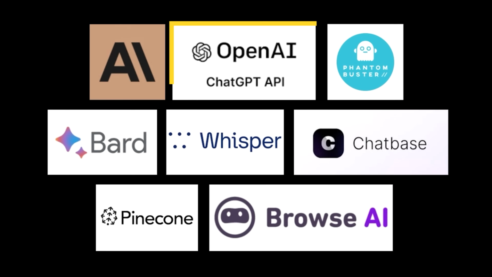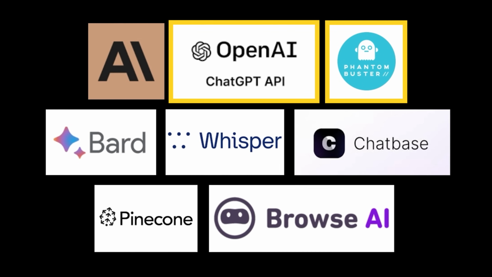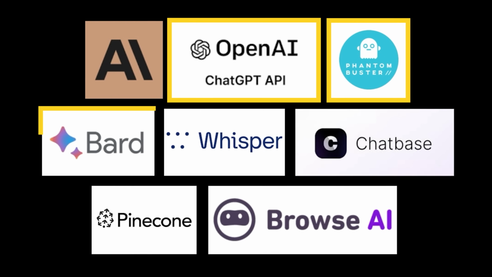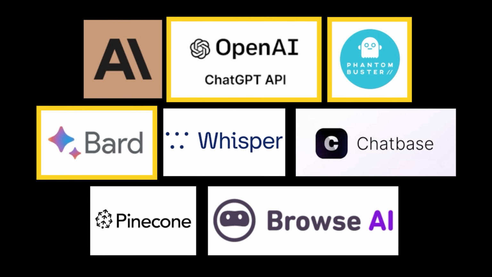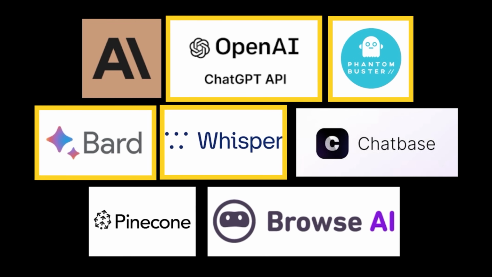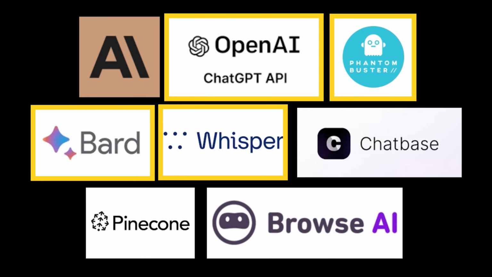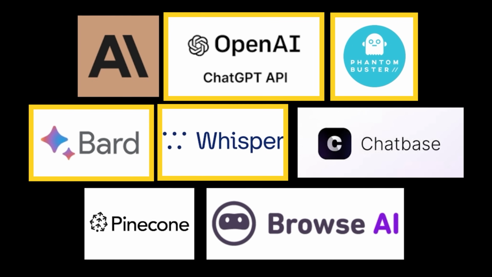But next are OpenAI and Phantom Buster. Phantom Buster is just a way to manage leads and automate the follow-up process or the nurturing process. Bard is just a cheaper open API and it's a little faster. Whisper is just a transcribing tool to turn audio into text. And so when their salespeople are on a call, it can take the words they're saying and then actually fill out the form automatically.